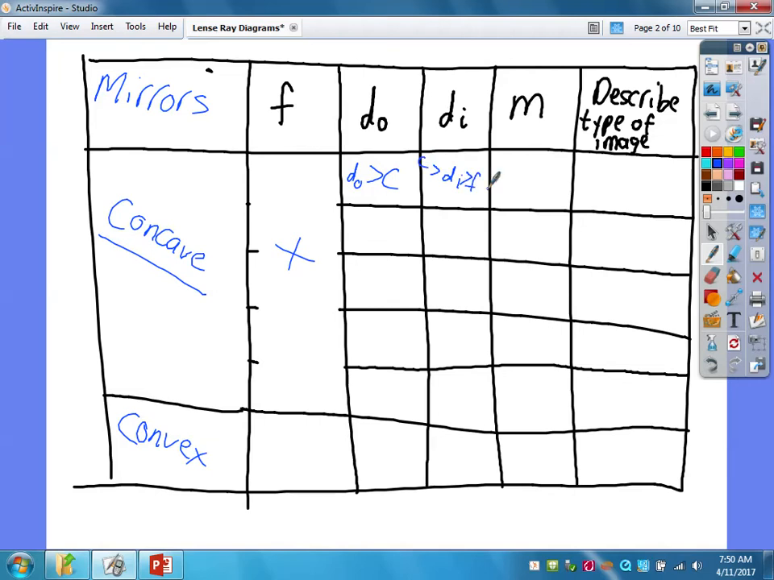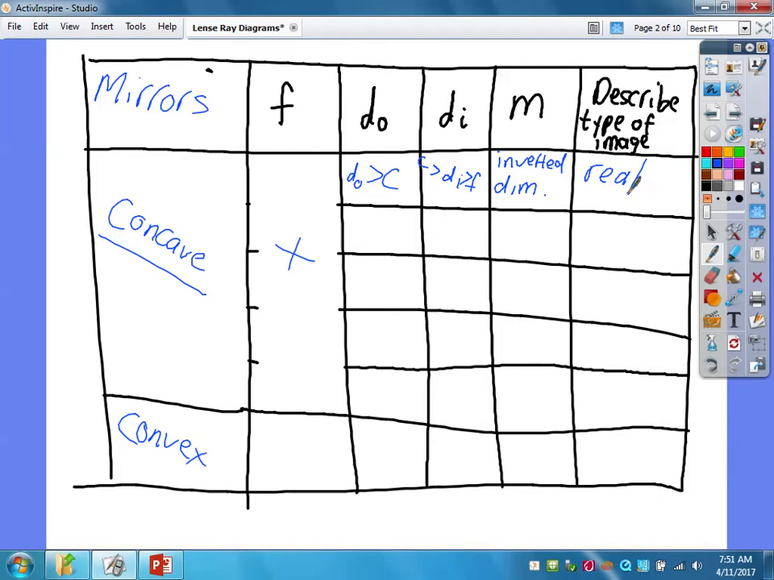The magnification is going to be inverted and diminished. I'm going to abbreviate here because small boxes. And the image type is going to be real. It's going to be a real image. So that's our first situation.